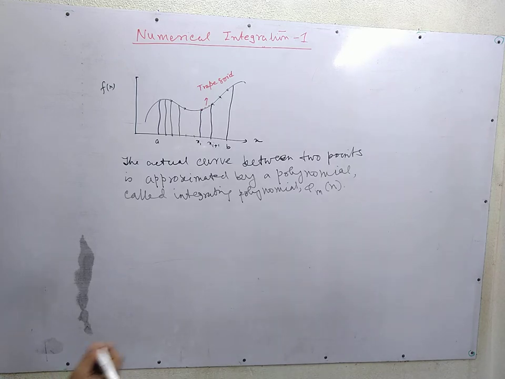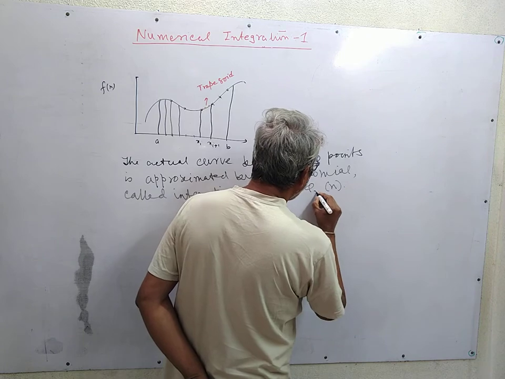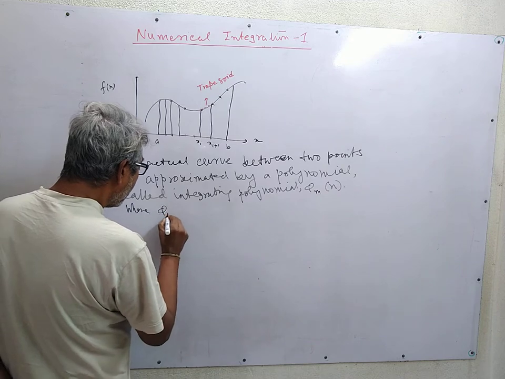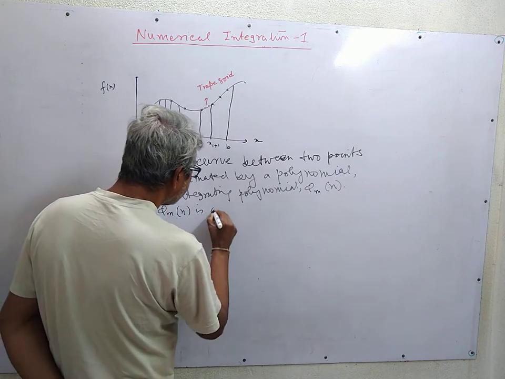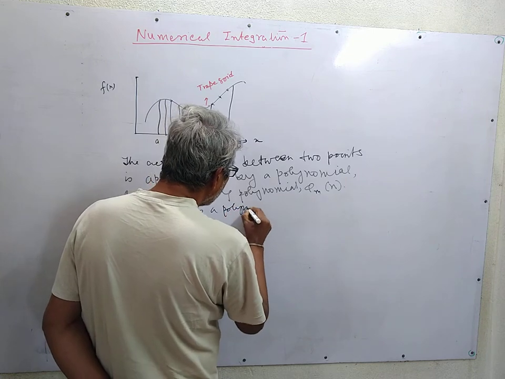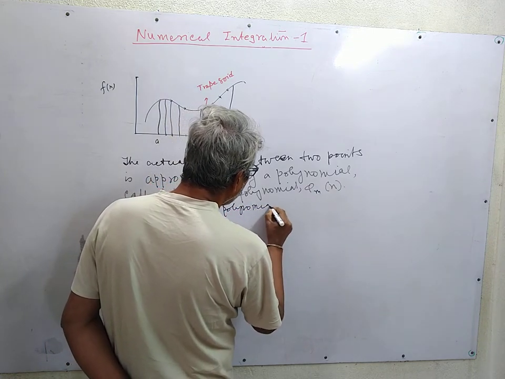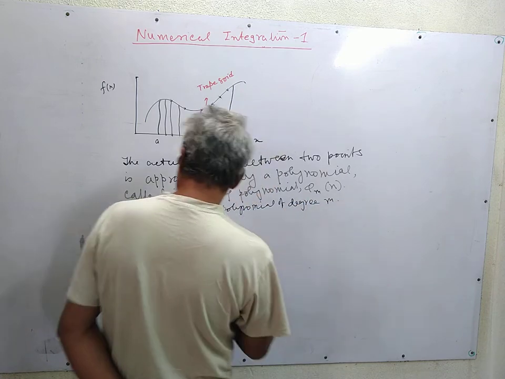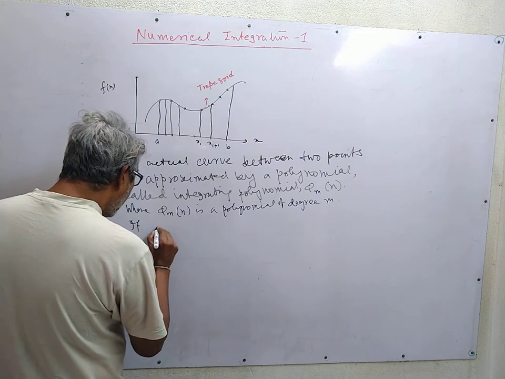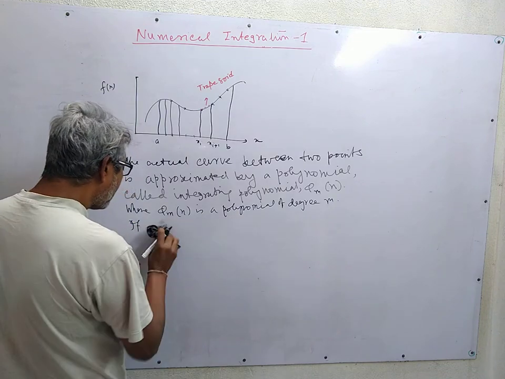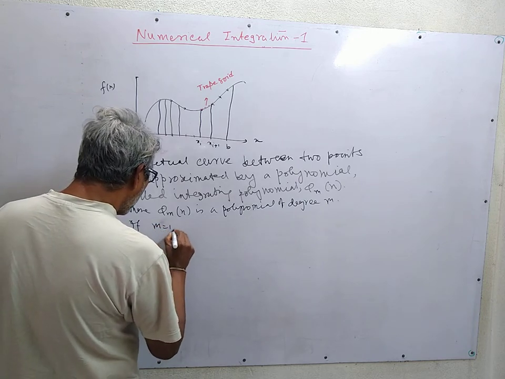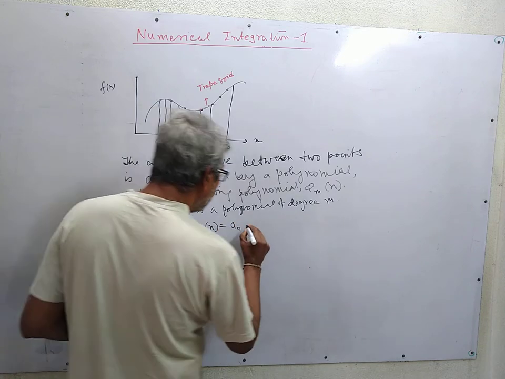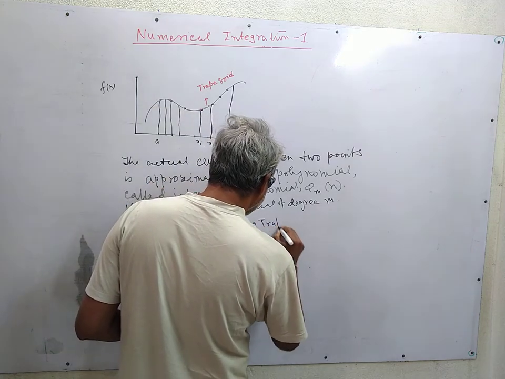So phi m of x is a polynomial of degree m. If we have m equal to 1, then phi m of x is equal to a0 plus a1 x. The resulting rule is called the trapezoidal rule.